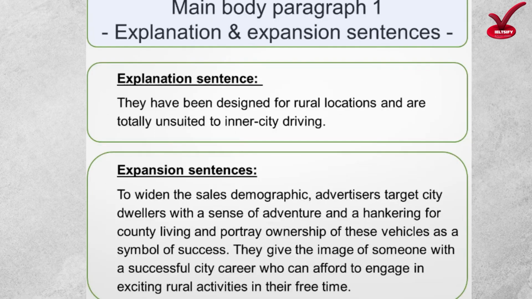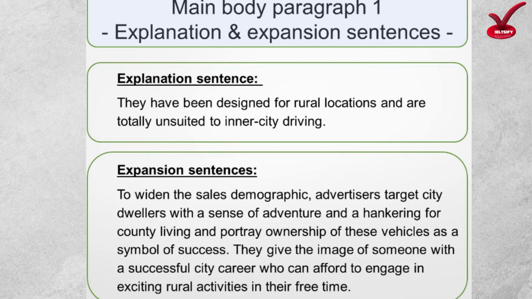This explains to the examiner what we mean. It expands on our first idea. Here's my sentence. They have been designed for rural locations and are totally unsuited to inner city driving. My whole idea is an example, so I'm just going to expand on it in the rest of the paragraph.